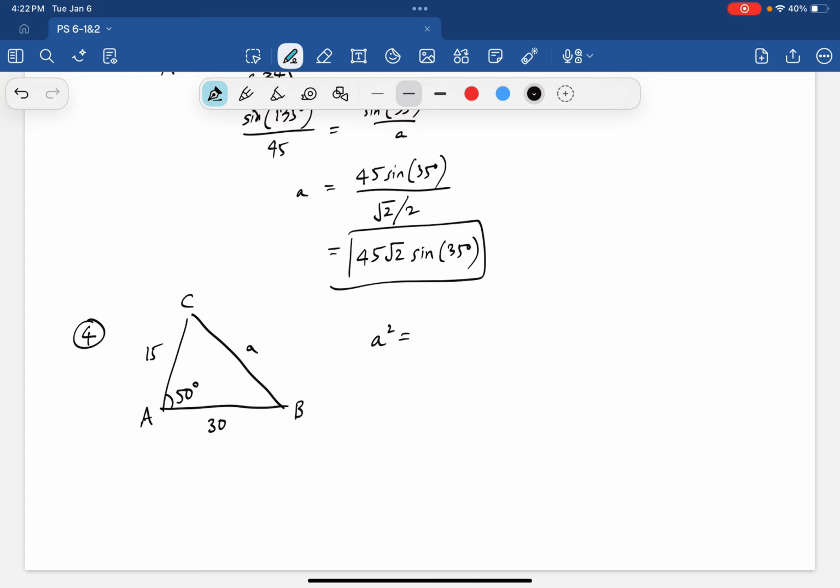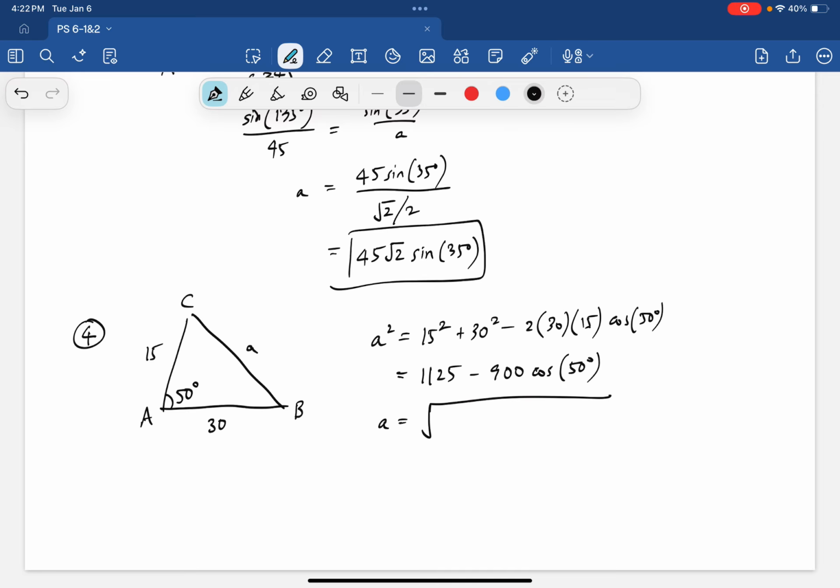So we're going to have a squared equals 15 squared plus 30 squared minus 2 times 30 times 15 times cosine 50. So that's going to be 225 plus 900, which is 1125, I think, minus 900 cosine 50 degrees. So that means A equals the square root of that.